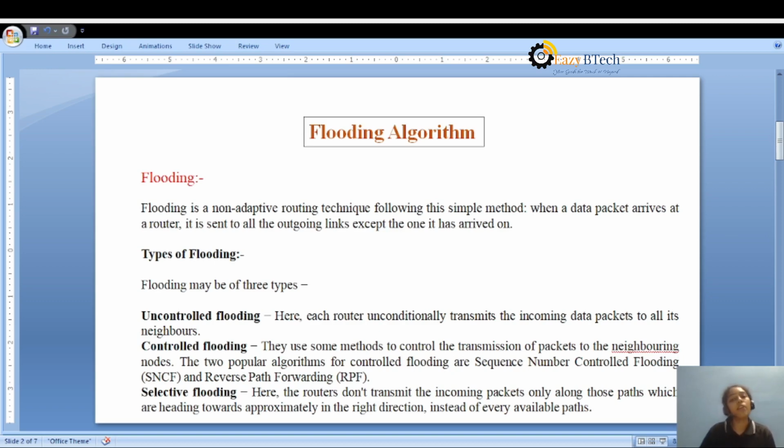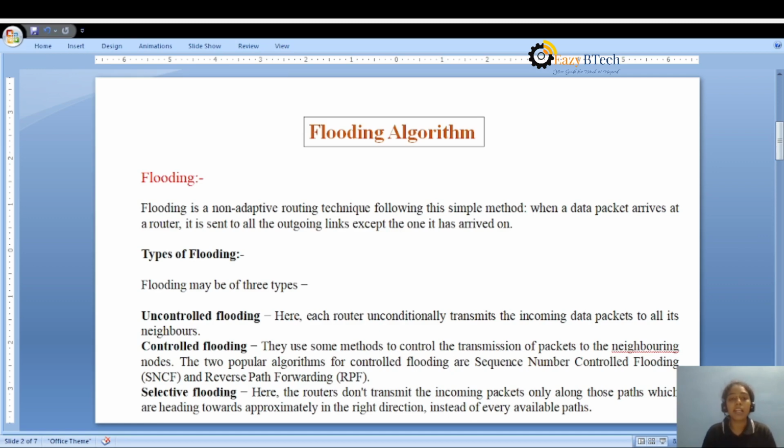Here, it uses one simple technique. When a data packet arrives at a router, it is sent to all the outgoing links, that is, to all the nodes connected to the network, except the one it has arrived on. That means the node will not send the packet back to the previous node it received it from. The reverse process will not be done. That is the process.